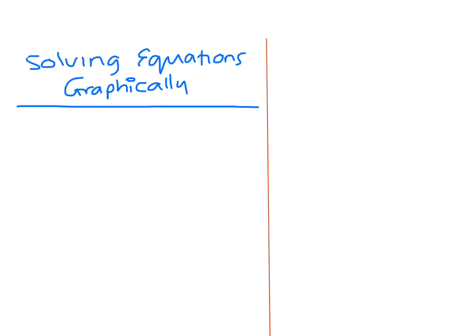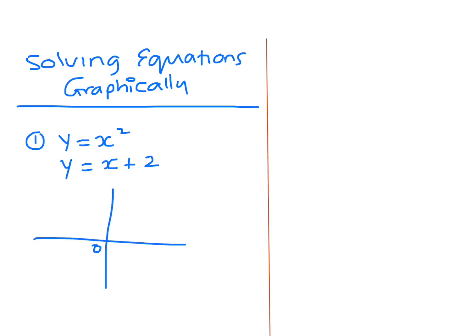Okay, so I just want to look at solving equations graphically. So basically, we'll start off and I just want to look at these two curves. You've got y equals x squared and you've got y equals x plus 2. Now, if you sketch those two, y equals x squared looks like this, and y equals x plus 2 is y equals x, a 45-degree line, and then you go up to 2.